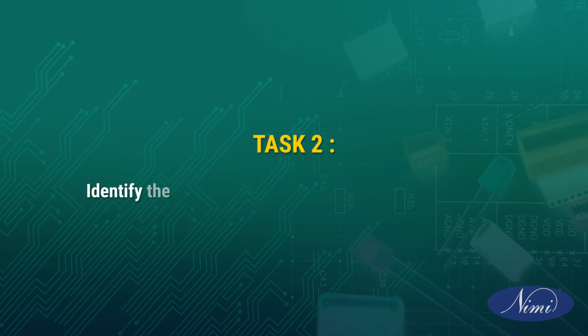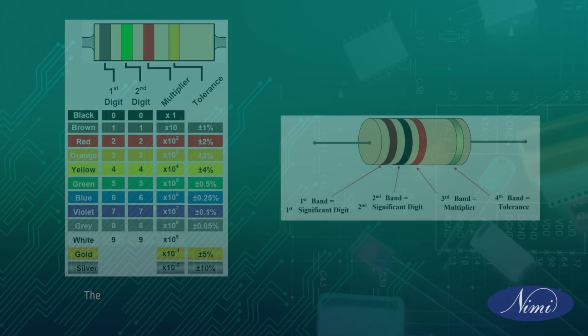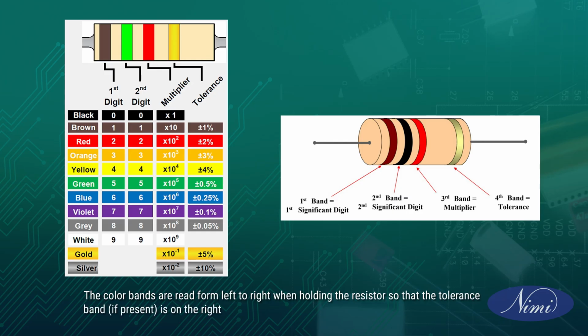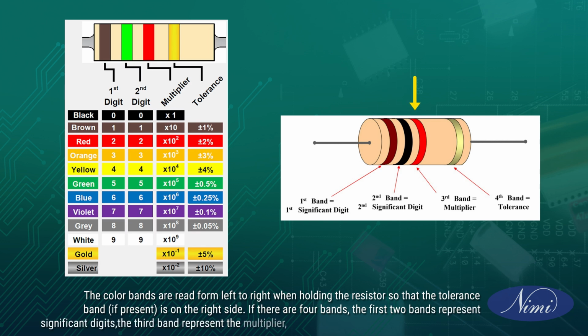Task 2. Identify the color band and decode the resistance value. The color bands are read from left to right when holding the resistor so that the tolerance band, if present, is on the right side. If there are 4 bands, the first 2 bands represent significant digits, the third band represents the multiplier, and the fourth band, if present, represents tolerance.